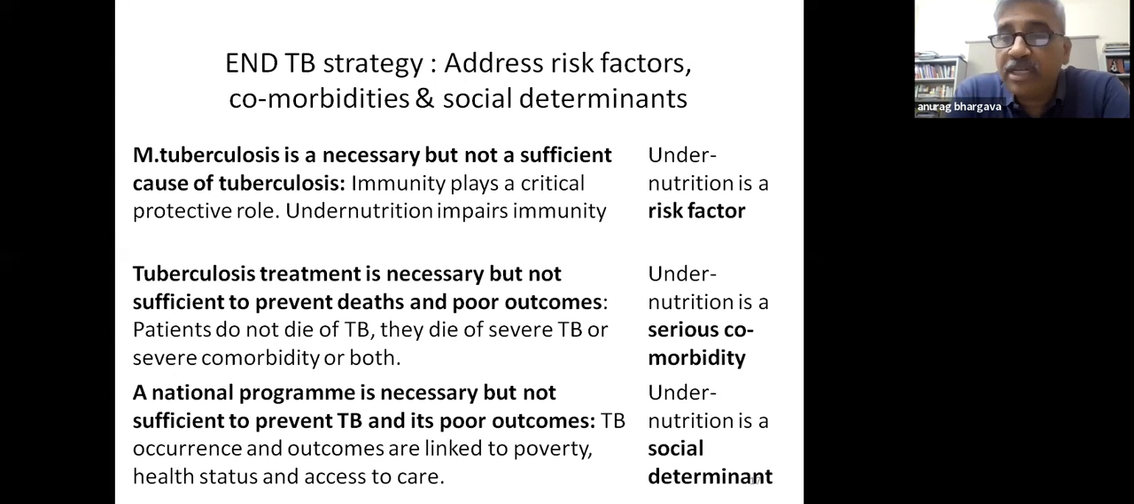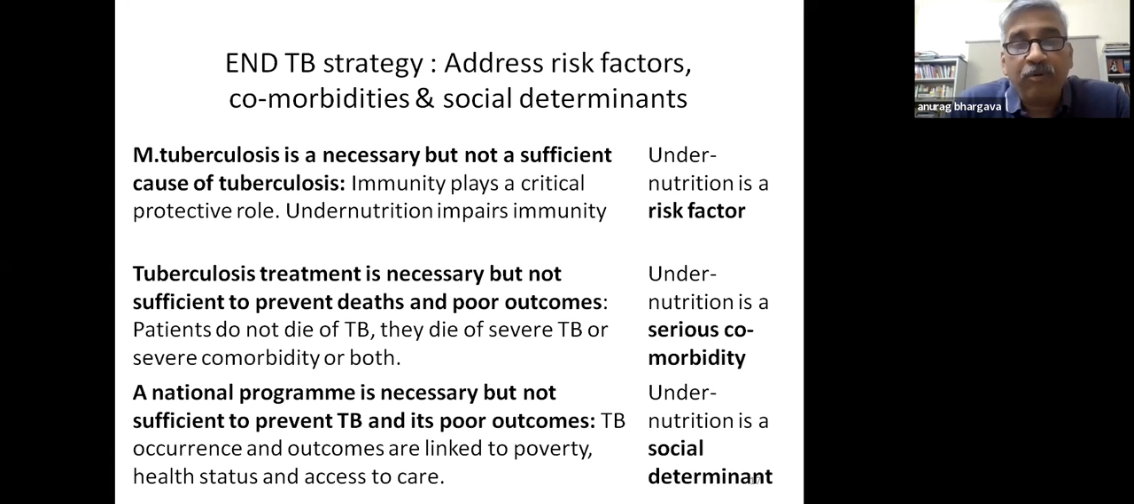So undernutrition is a risk factor which needs to be addressed in high TB burden countries which have a significant undernutrition problem. People do not die of TB, but they die of severe TB or severe comorbidity or both. So factors which will increase the extent of severity of TB, which includes HIV and also undernutrition, are important to address if we have to prevent TB deaths.